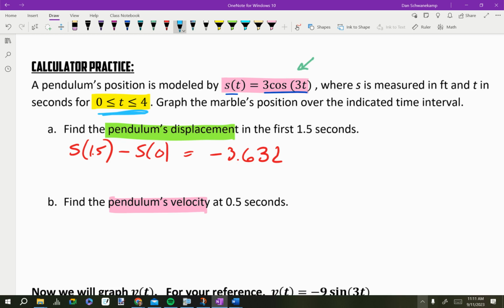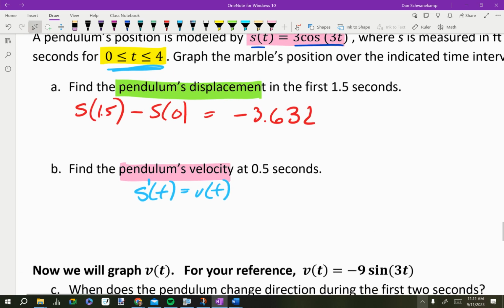What we need to write on our paper is this. S of t, position. S prime, the derivative of it, is velocity. If they're grading my paper, they need to know that's what I'm doing. I need to make that connection that, hey, the derivative of position is velocity. And then eventually, I'm going to find velocity at 0.5 seconds. That's going to be our ultimate goal. So I need to connect: the derivative of position is velocity, and here's what velocity is at 0.5.